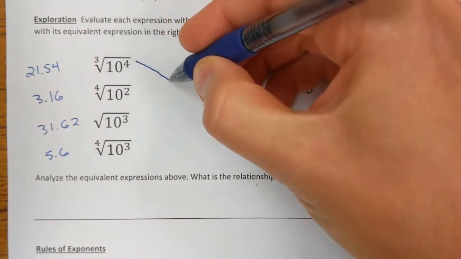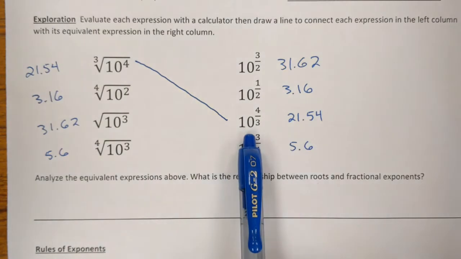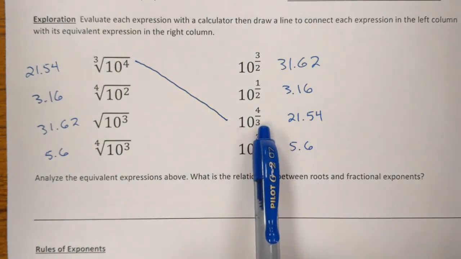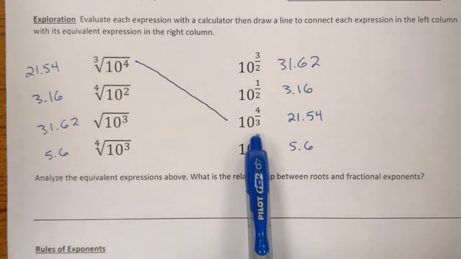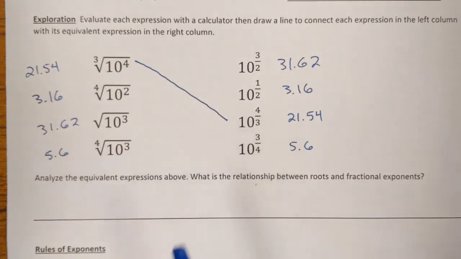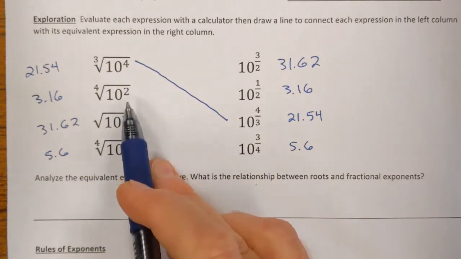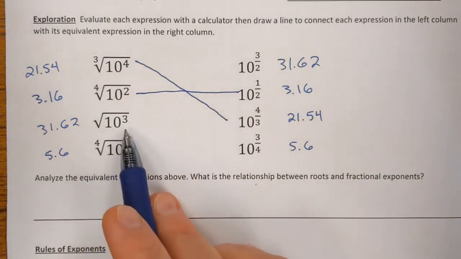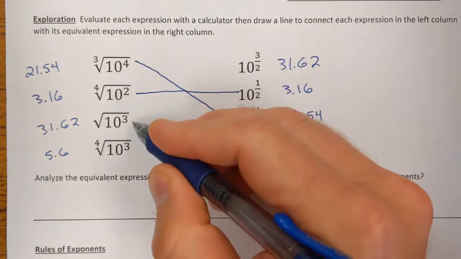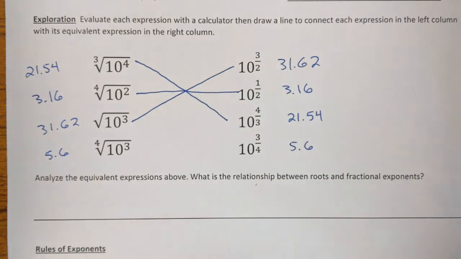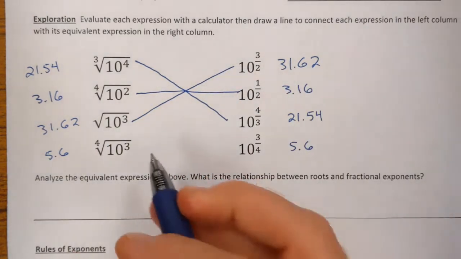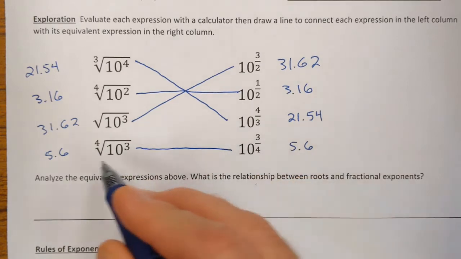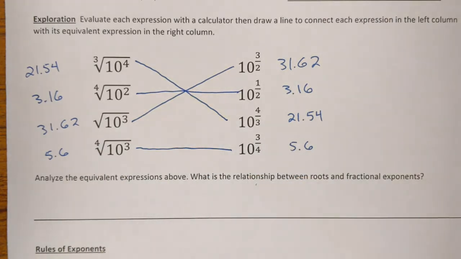Here I have a match. The 3rd root of 10 to the 4th matches with 10 to the 4/3 power. Interesting. Look at that relationship there. What do you notice about the 3 and the 4? This 4th root of 10 squared matches with 10 to the 1/2 power. This square root of 10 to the 3rd matches with 10 to the 3/2 power. And then our bottom two match as well. This 4th root of 10 to the 3rd matches 10 to the 3/4 power.